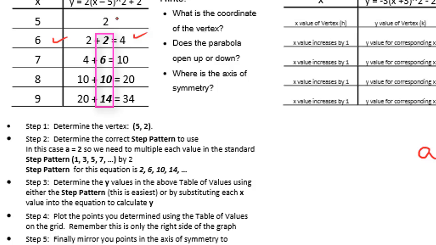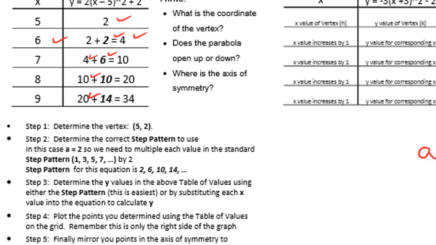We take our previous value for y and add 2. Then we take our previous value for y and add 6. Then we take our previous value for y and add 10. And finally, we take our previous value for y and we're going to add 14. And that's how we determine the y values in this table of values.